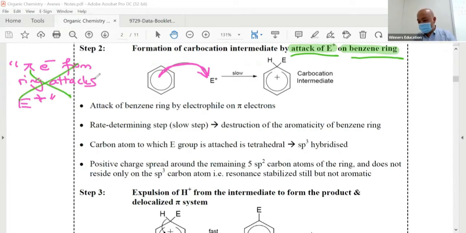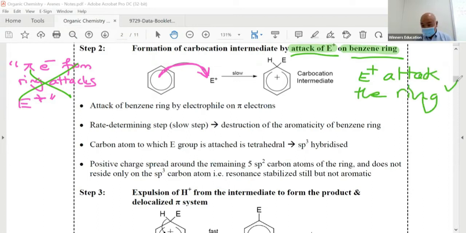This is the wrong English to use. Is E plus attack the ring. This is correct. Am I okay? But why like that? The arrow doesn't show like that. Right? Welcome to organic chemistry. In fact, welcome to chemistry.